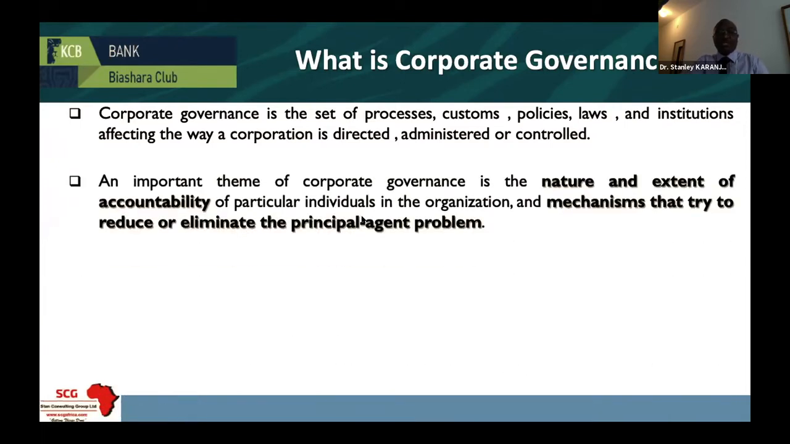So the important theme of corporate governance is the nature and the extent of accountability of every individual in the organization. It needs to be documented. It needs to be followed. And thus the mechanism that tries to reduce or eliminate the principal agent problem. We'll be able to see in the model of corporate governance, the theoretical foundation and framework, why corporate governance is important.